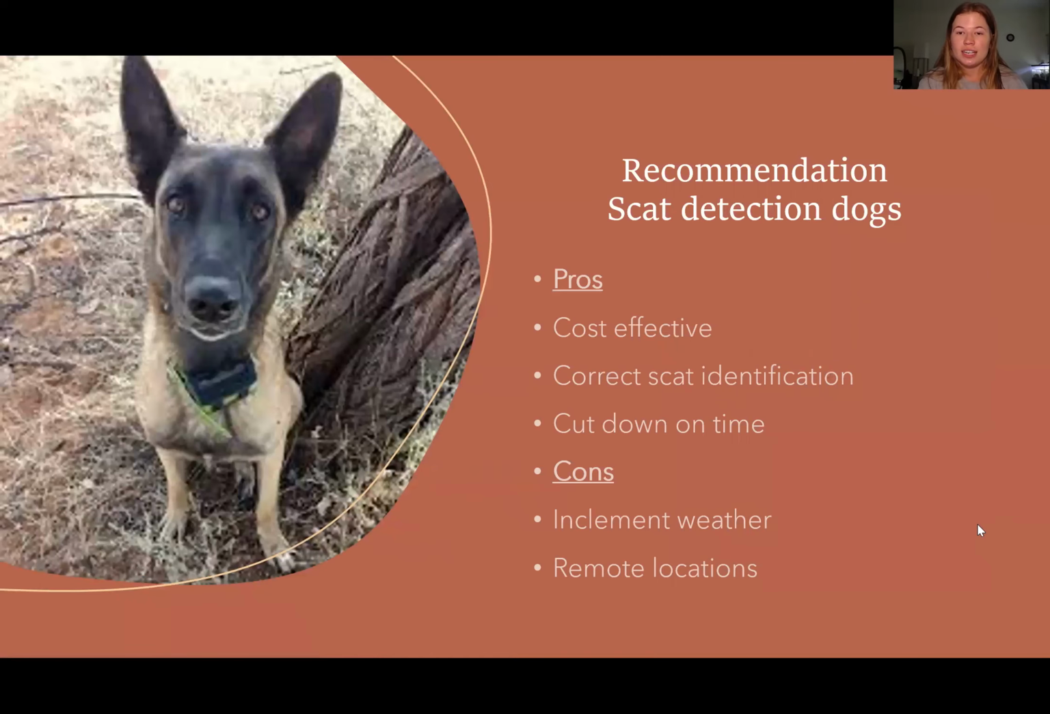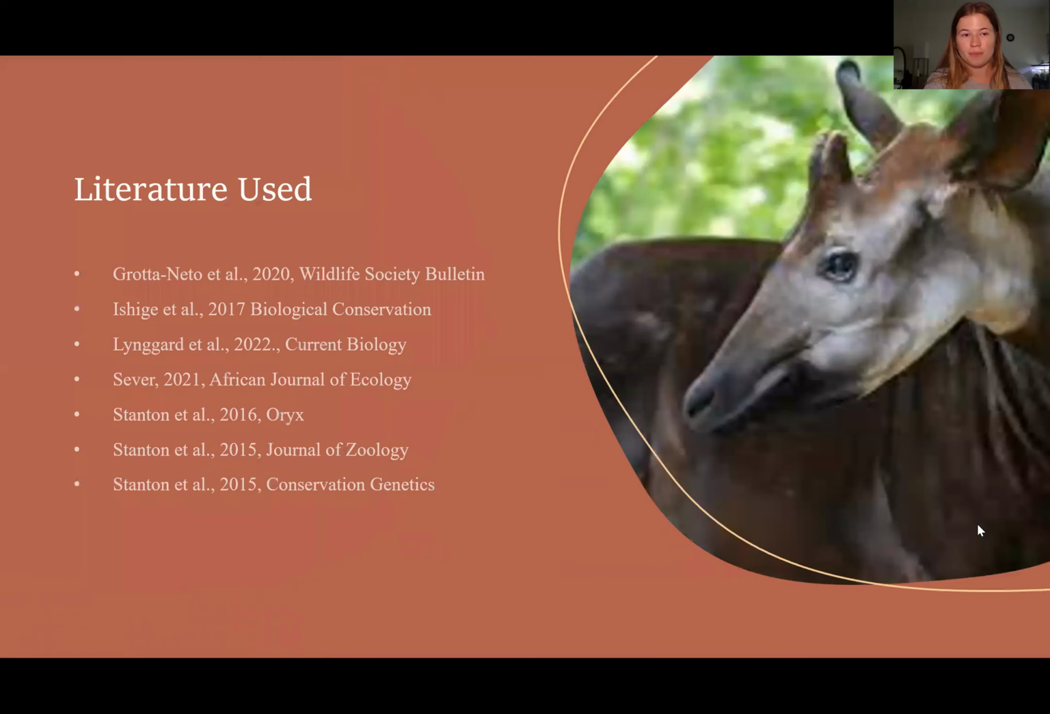My recommendation would be scat detection dogs. It would decrease the time for humans to traverse, and it's cost effective. There would be guaranteed correct identification if they train the dog on the scent. And the cons would be the inclement weather of the rainforest would cut down on scenting accuracy. And again, traversing remote locations, even though it's a dog, is still going to be difficult.